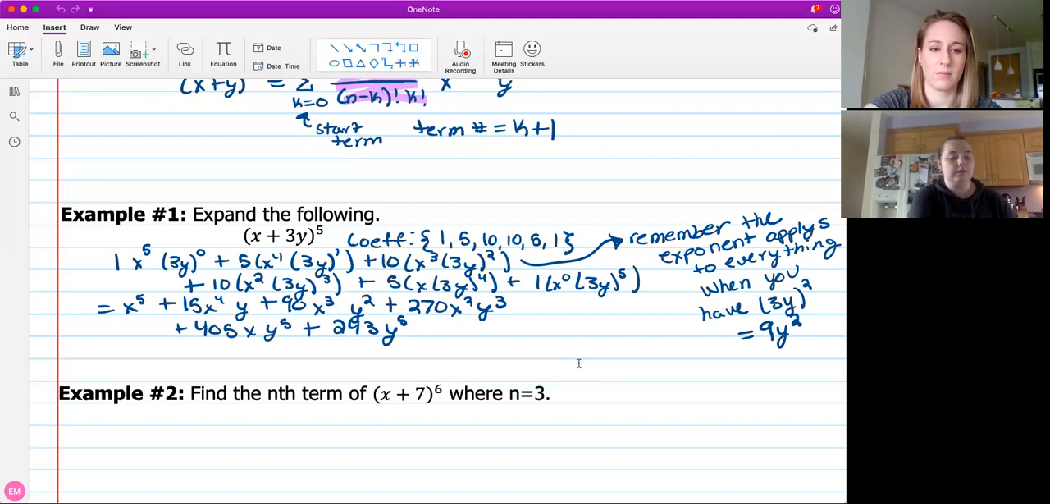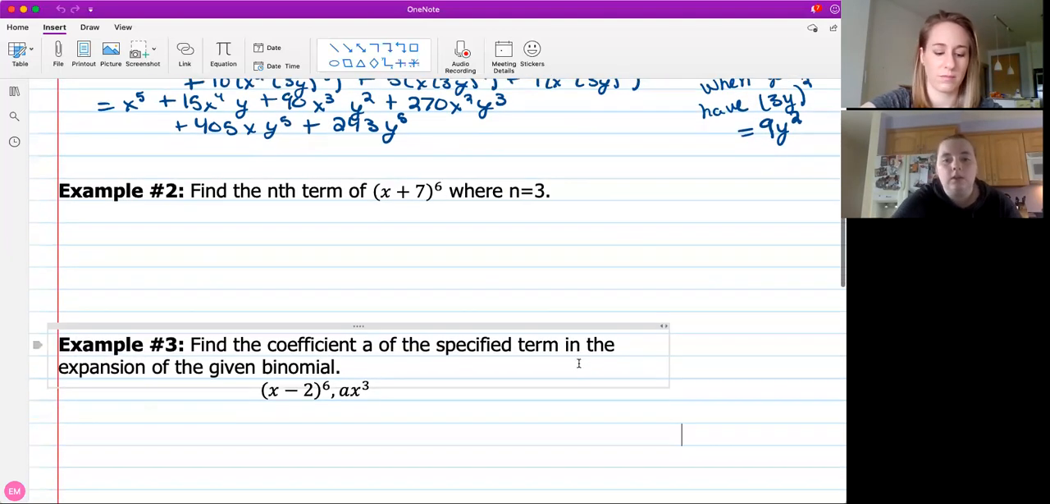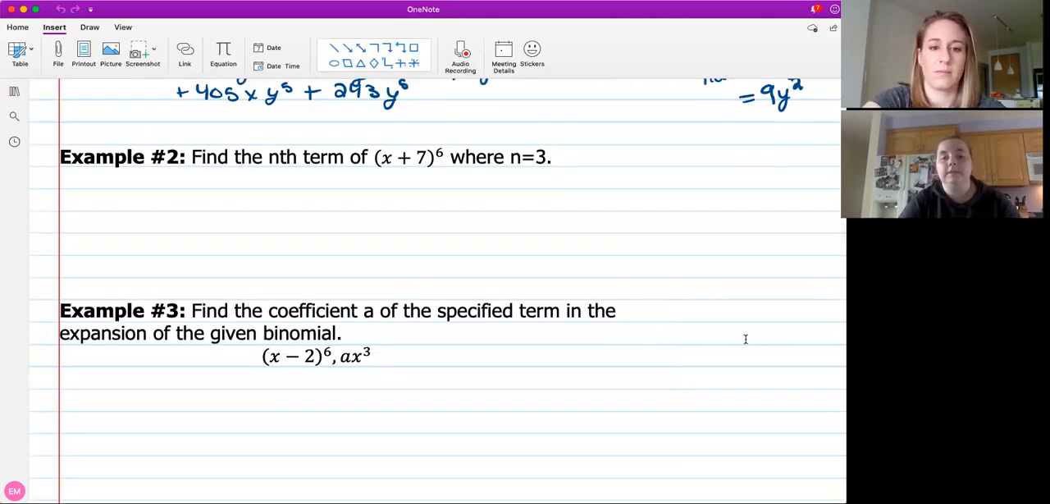Okay, so the next thing that we're going to do is find the nth term of (x plus 7) to the 6th power where n equals 3. So we want to find the third term. Just like we talked about earlier, we're going to use the binomial theorem for this one. We have that k piece, and k is 1 less than n, so k equals 2 here.